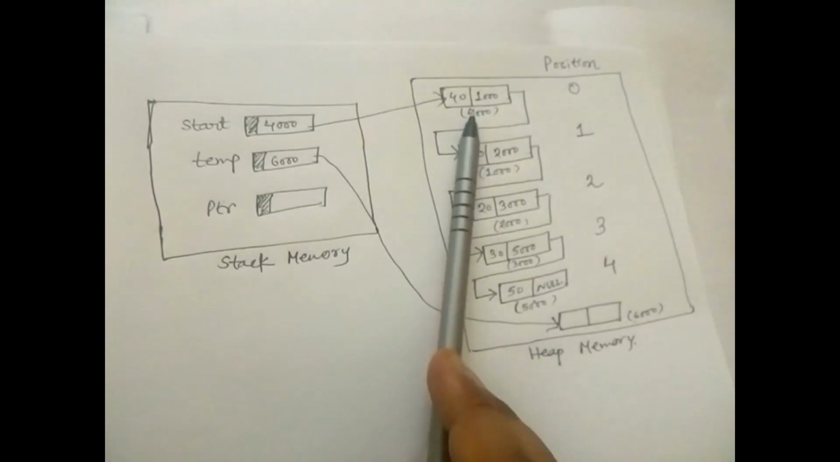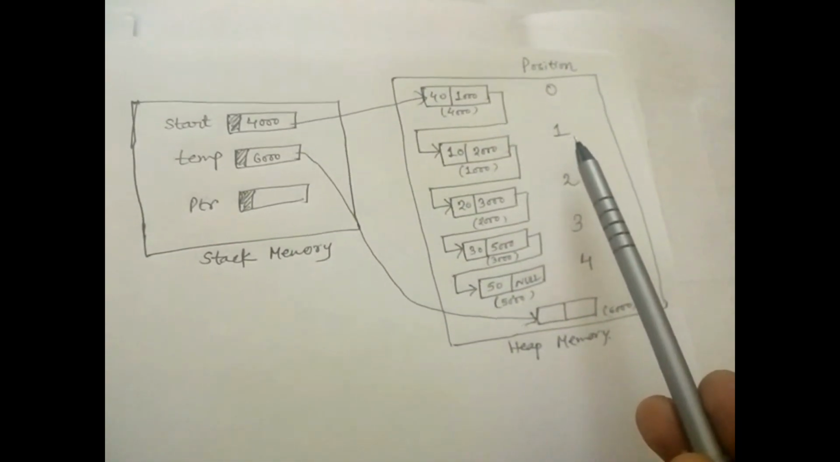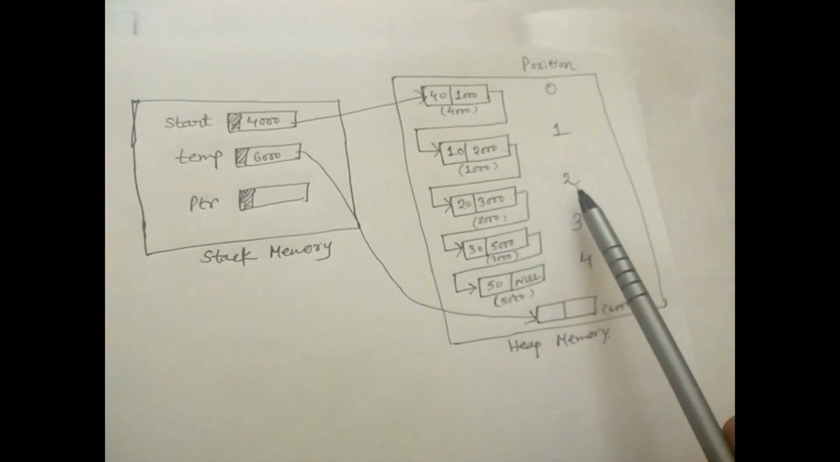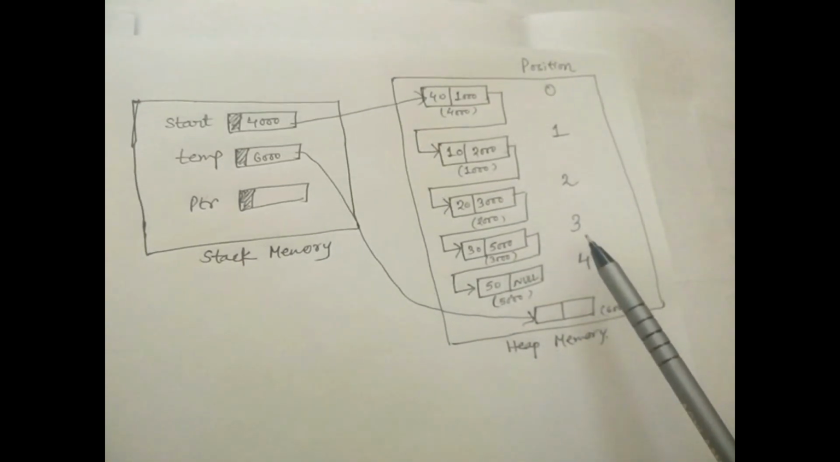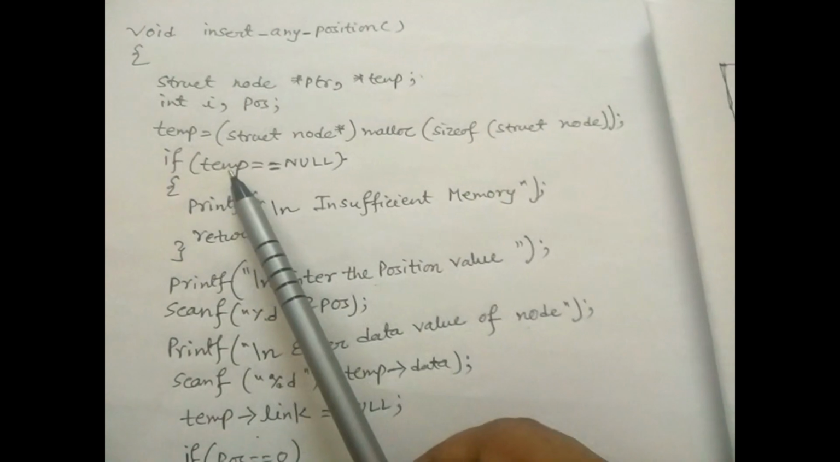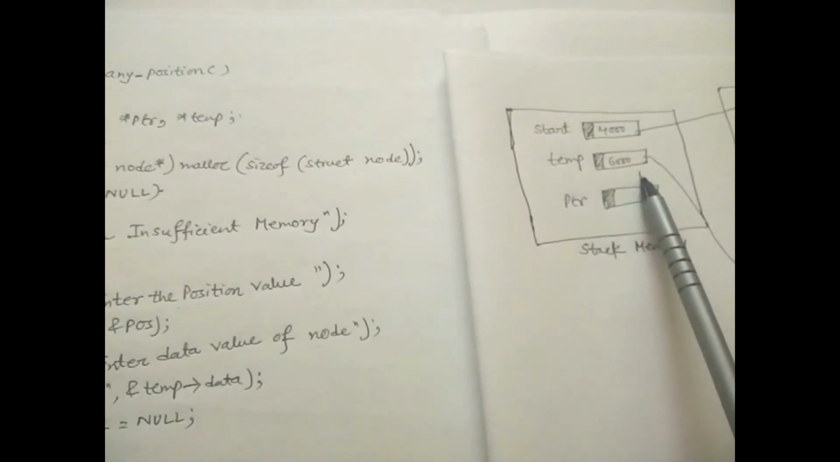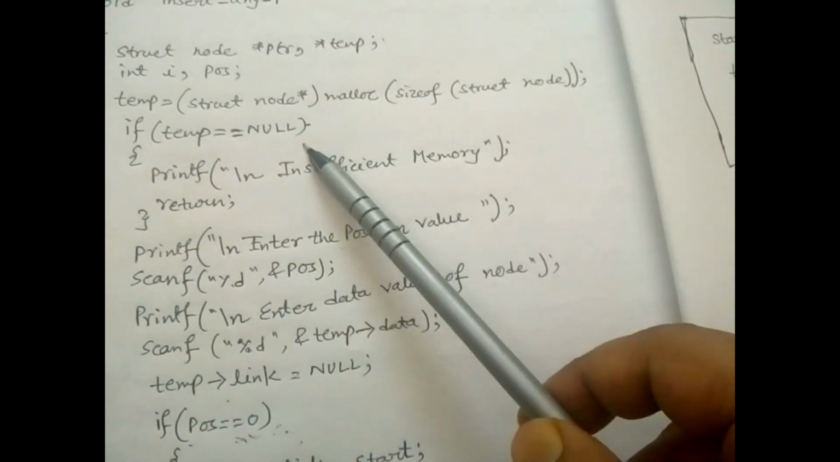So temp is 6000, temp points here, and start points to the first node of the list. Suppose the position of the first node is 0, the second node is 1, the third node is 2, the fourth node is 3, and the fifth node is 4. Clear? Now check whether the value of temp is null or not. The value of temp is 6000, so this condition is not satisfied.